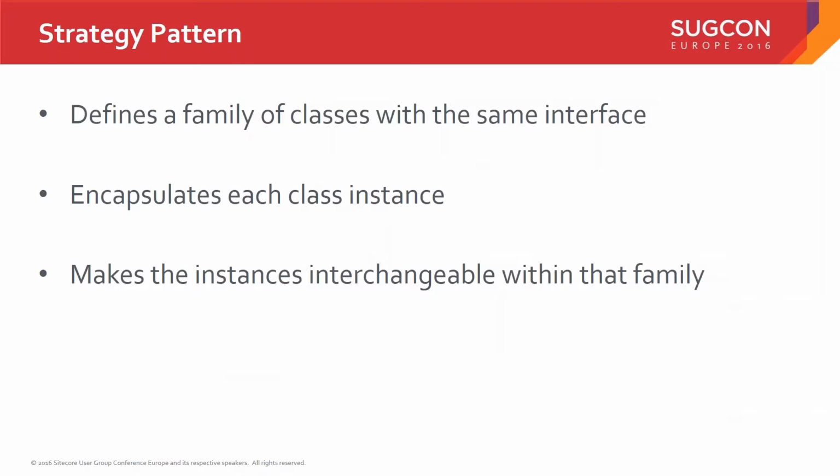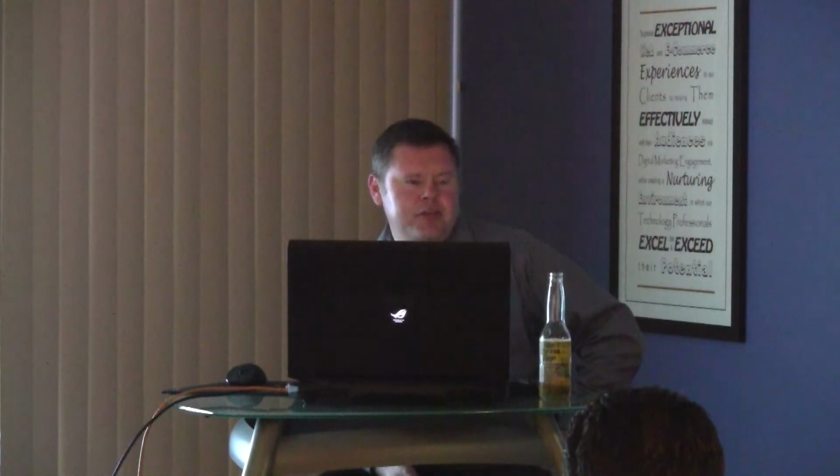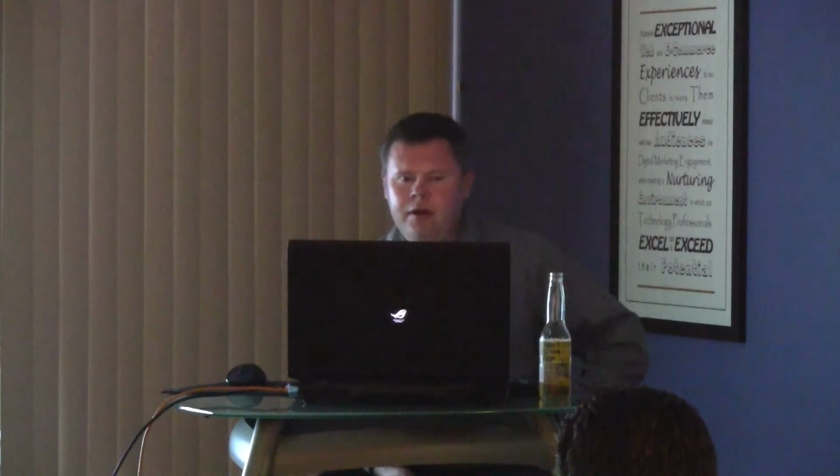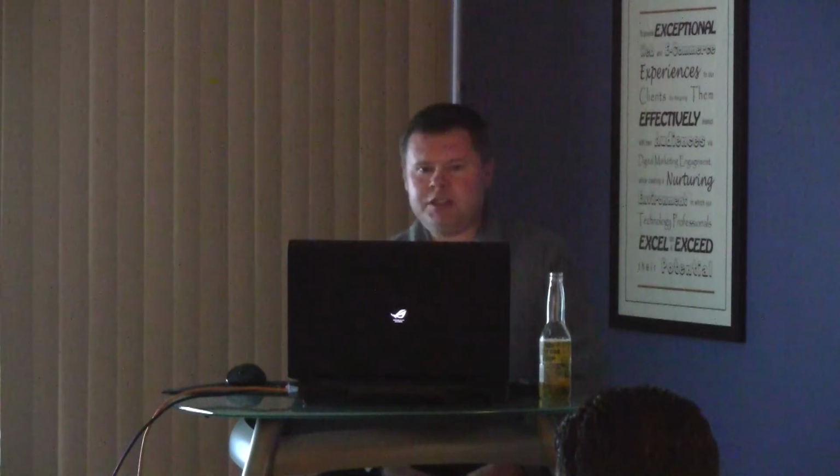Now this one's always confusing. I always get confused by this definition, but I think this comes from the Gang of Four book. I don't like it, but that's what it is. It defines a family of classes with the same interface. I actually wrote this myself to explain what it means. They say it defines a family of classes that does so and so. Basically, in a nutshell, it defines the same interface.